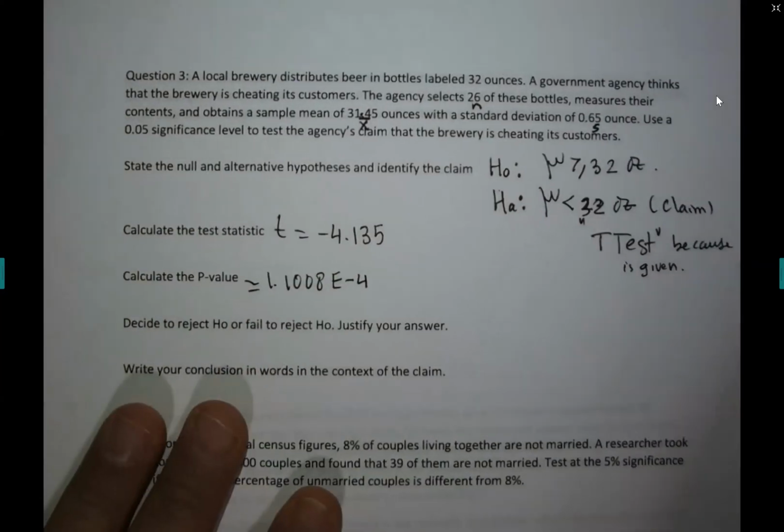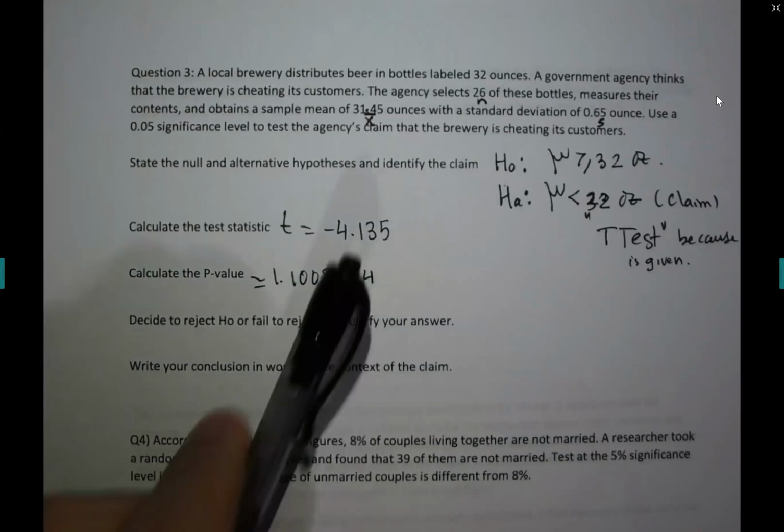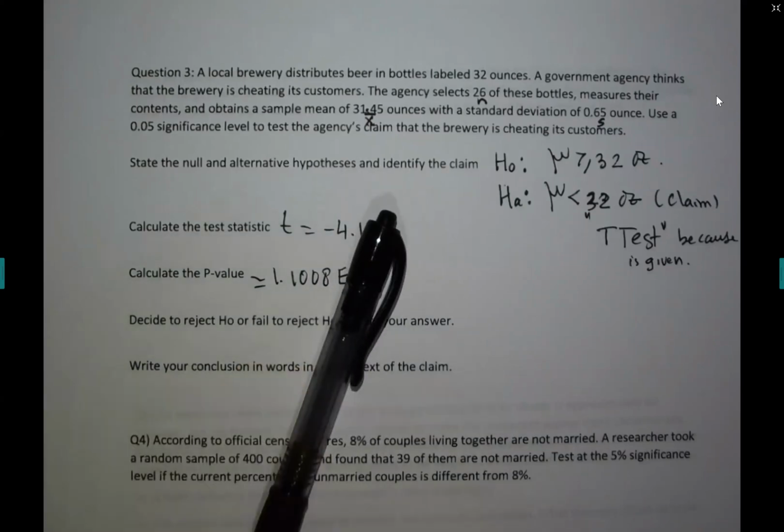Remember, guys, the p-value is a number between 0 and 1. Here's what some students unfortunately do here. They put the p-value is 1.1008 and ignore the e. Well, the p-value is a probability. It cannot exceed 100%. It cannot exceed 1. It's always between 0 and 1.